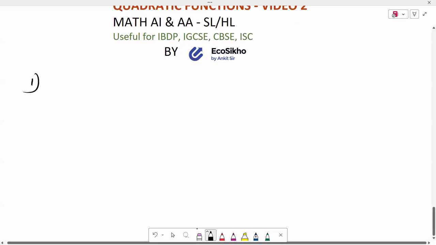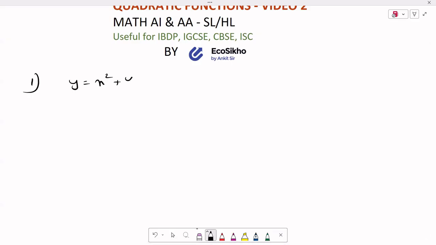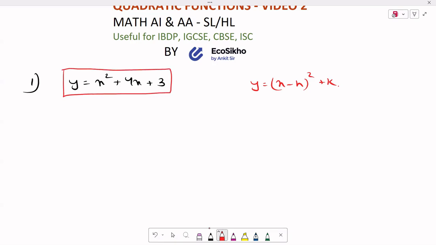So in a completed square form, let's say I have been given y equals x squared plus 4x plus 3. And I have been told to plot this function onto a graph using the completed square method. So I should know how a completed square method looks. It looks something like y equals a(x minus h) whole square plus k. And if I'm given an equation which is in the general form, first I will need to convert it into the completed square form.